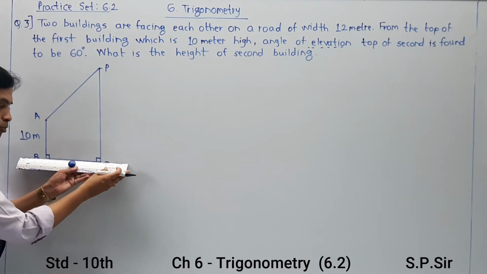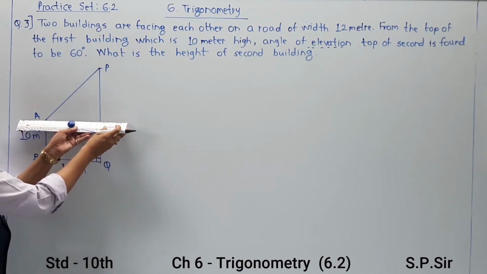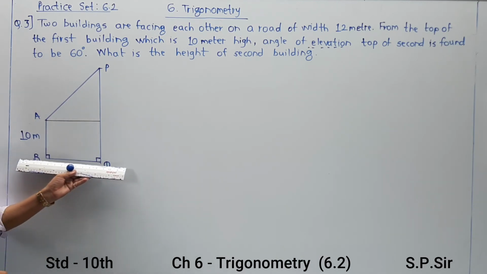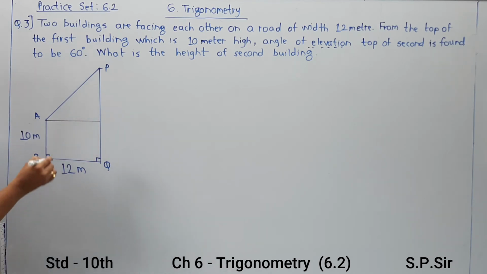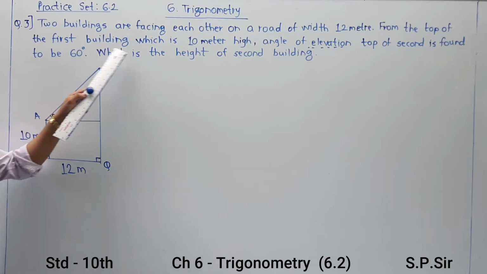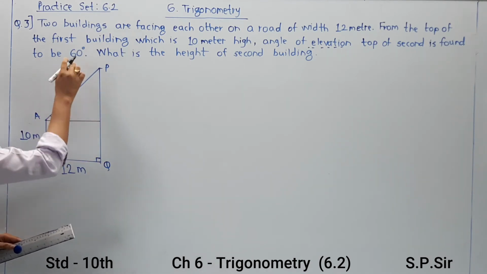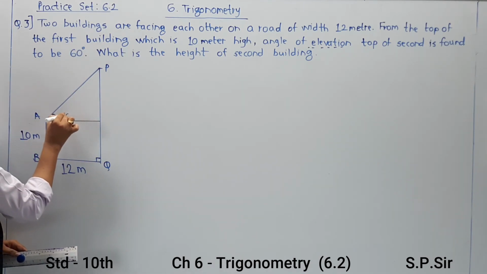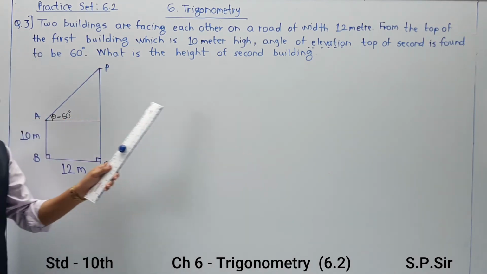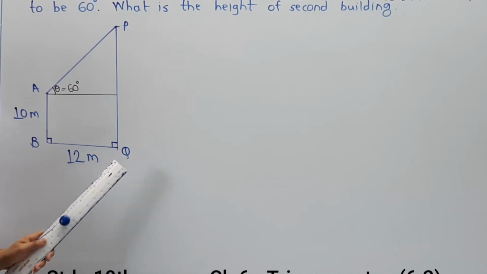So exactly parallel to BQ, I am going to draw one parallel line. Logically, I have drawn one line parallel to BQ, the base, that is the road over here. And now I can indicate this theta over here. Why? This is the angle of elevation and that theta is 60 degrees. So this theta now becomes 60 degrees. Now this is the structure, how much up to this part we are ready over here. And what is the height of the second building? It means you have to calculate the height of the second building.